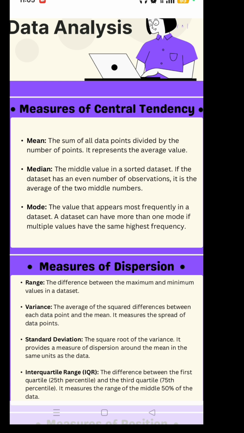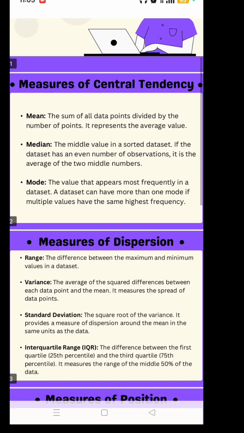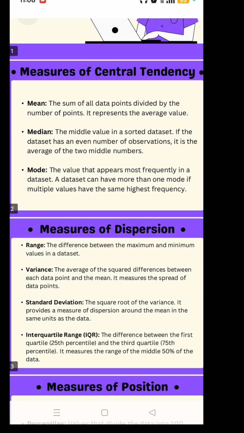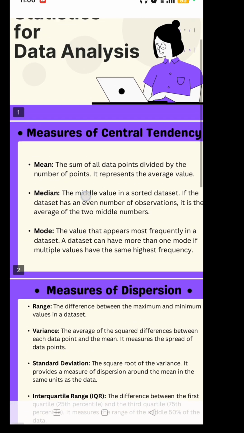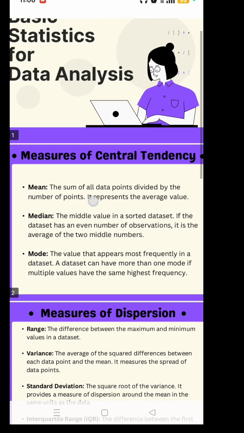If the data set has an even number of observations, then the median is the average of the middle two numbers. Next, coming to the mode, the most repeated observation, the value that appears most frequently in a data set. A data set can have more than one mode if multiple values have the same highest frequency. These are the basic steps for understanding the data. These are called measures of central tendency.